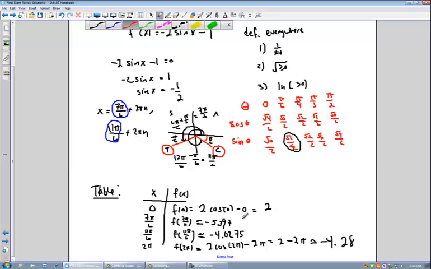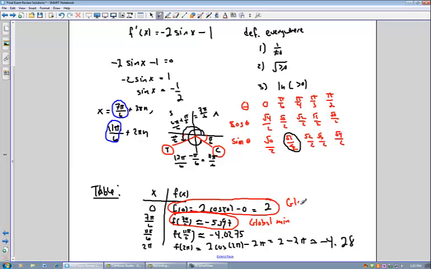So let's take a look here. Which one's the very smallest? So it looks like this one is my global minimum. So f of 7 pi over 6 is my global minimum, which is negative 5.397. And then my global maximum happens when you plug in 0 and you get out 2. So this is my global max.